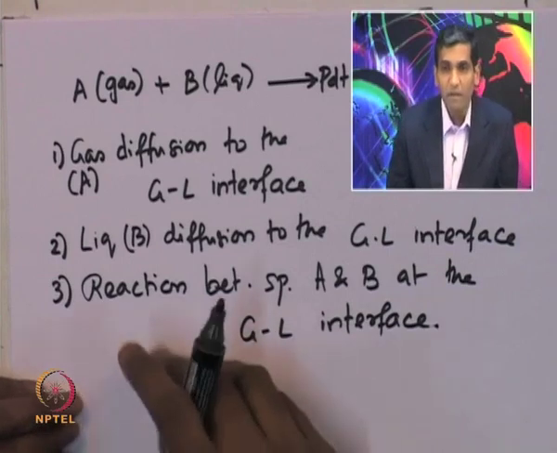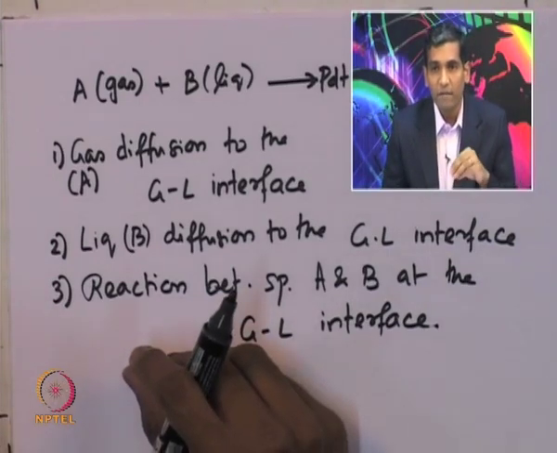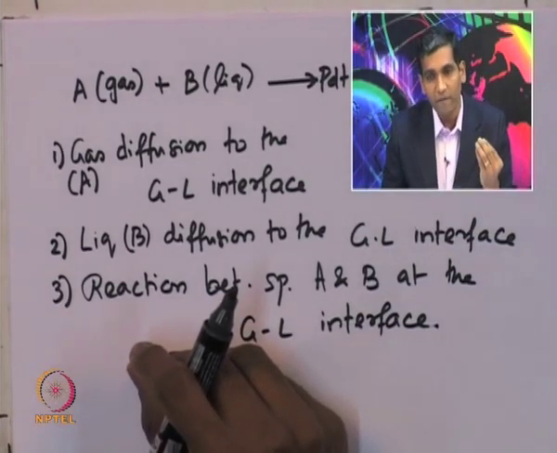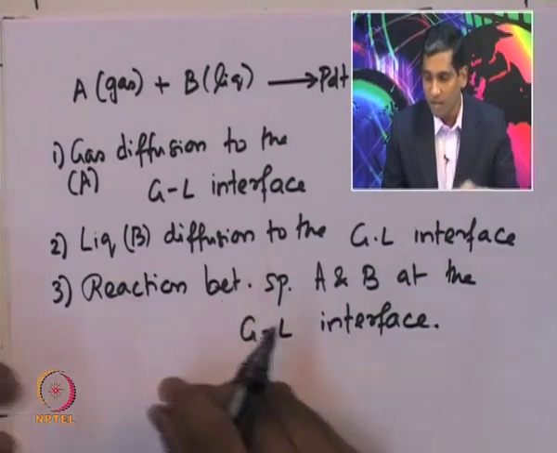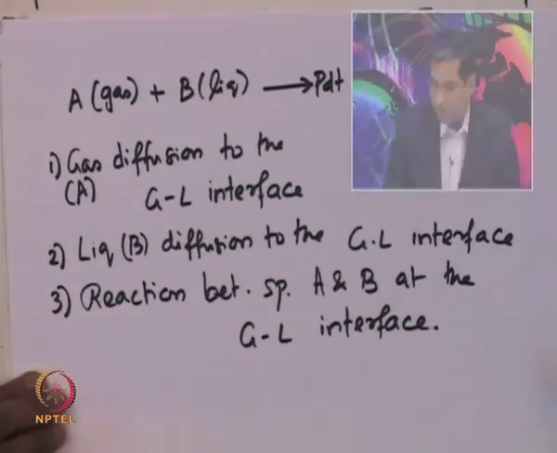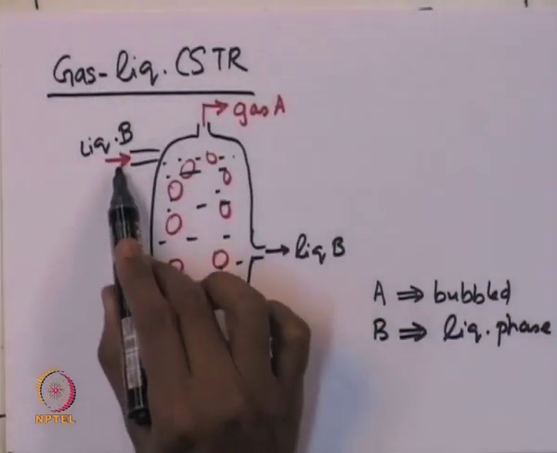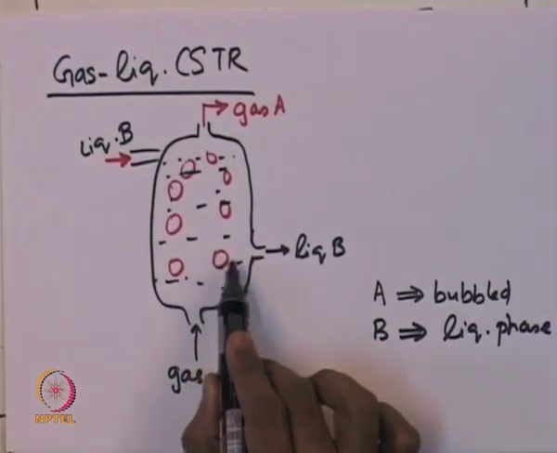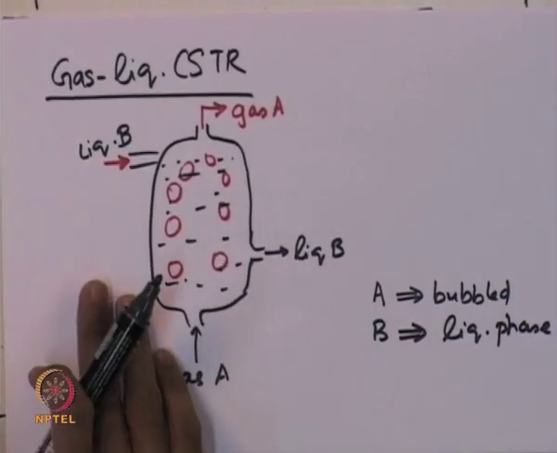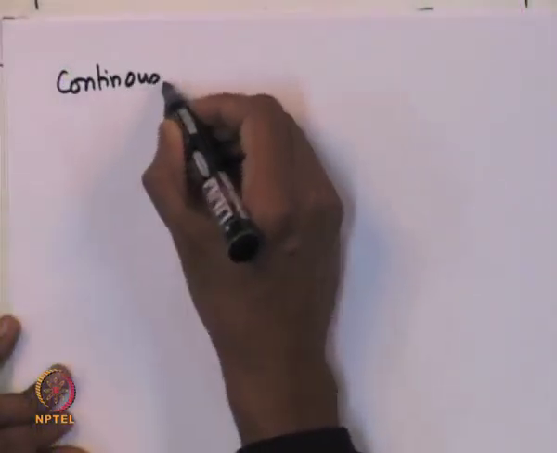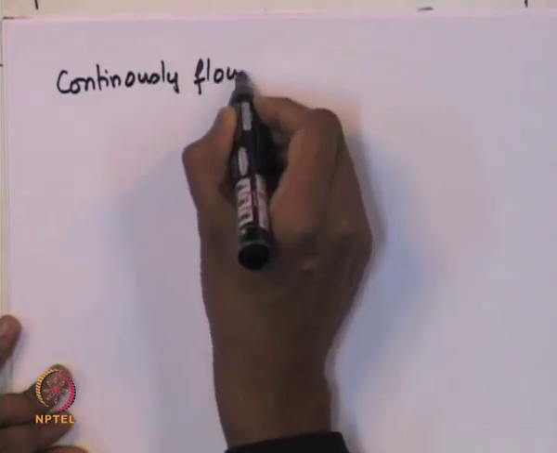Now, suppose we can assume that the liquid which is flowing from the top of the tank, if you look at the tank again, the liquid which is flowing through the tank and leaves the bottom, can be assumed as a continuous liquid phase. So, we can assume that the liquid is a continuous phase, continuously flowing.